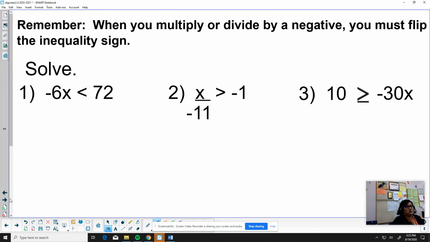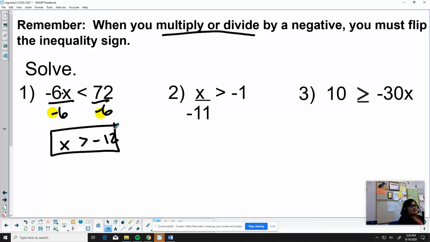All right, these are also review. It says, remember when you multiply or divide by a negative, you must flip the inequality sign. So I want you to press pause and try all 3 of these and see if you get them correct. Okay, so on the first one, if I want x alone, these are multiplied, so I'm going to divide by negative 6. And since I am dividing both sides by a negative, it's going to flip the inequality.